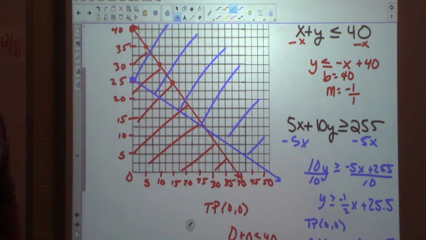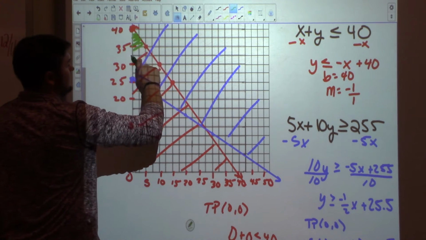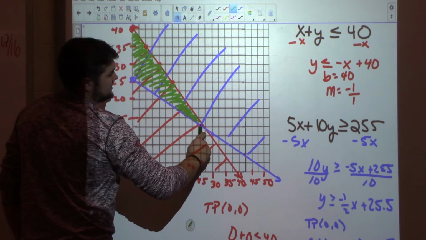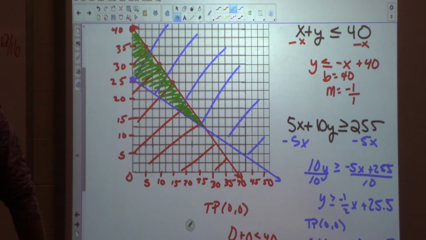So what you need to do, once you figure out which way they both shade, is really darken that double shaded region. In this case, it's right here, because that is our solution set. That is where it will satisfy both of our inequalities. So I need to be able to see where your double shaded region is. Make sure it stands out.